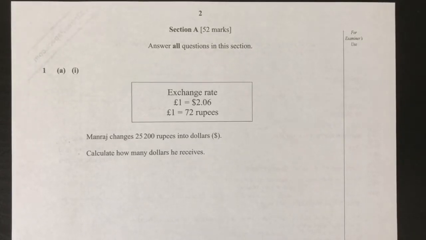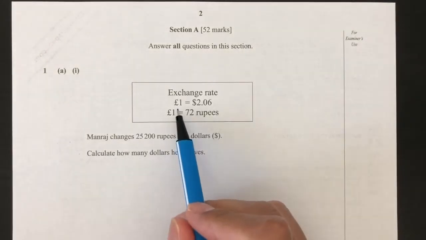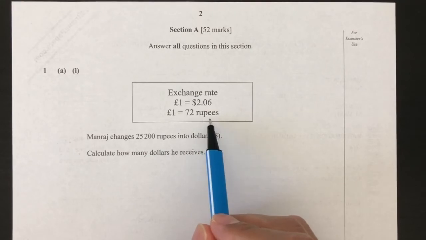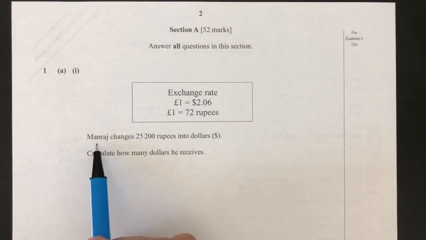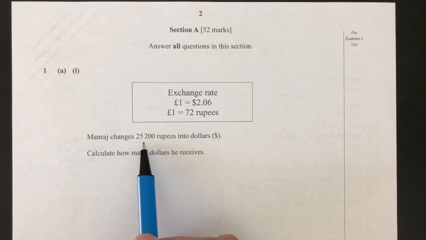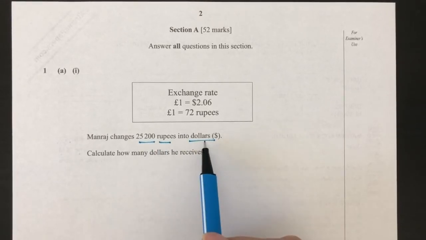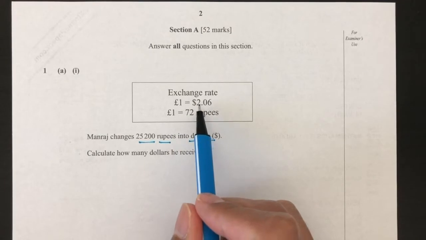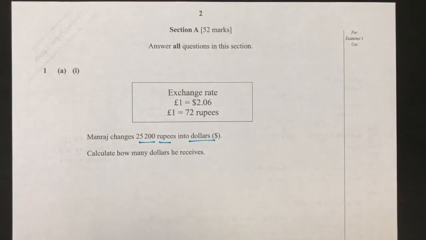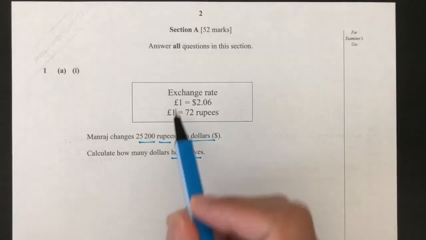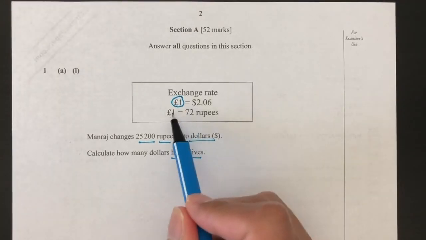Now part 1, we have the exchange rate for £1 to dollars and £1 to rupees. Manraj changes 25,200 rupees into dollars. So we don't have rupees to dollars, we only have pounds to the other currencies. Calculate how many dollars he receives. So pretty easy. You can just replace this with this.